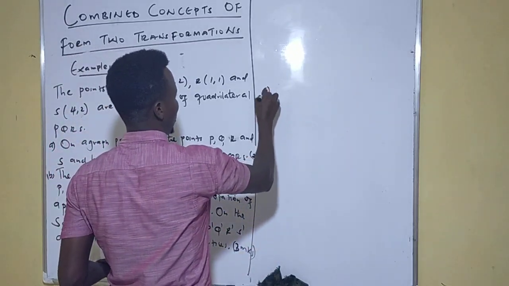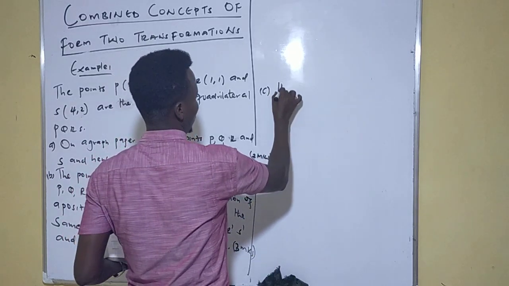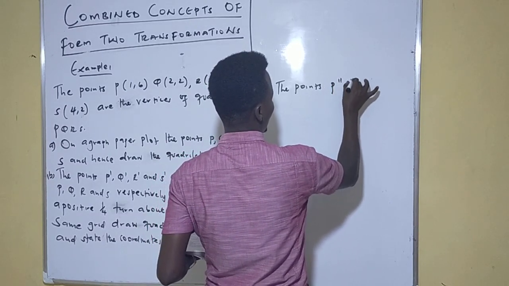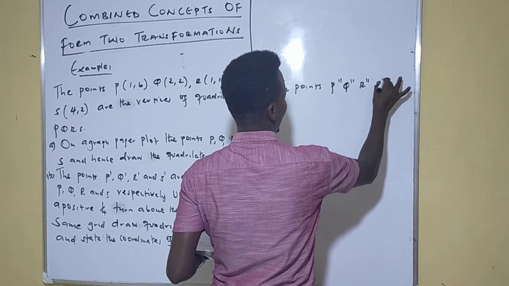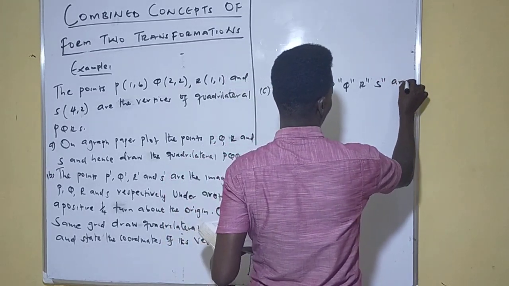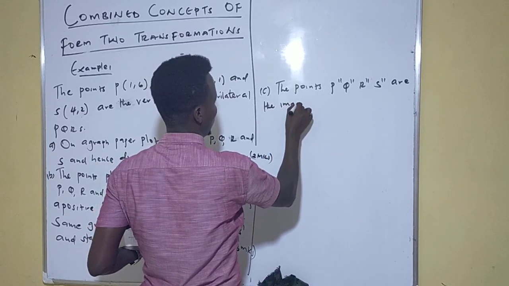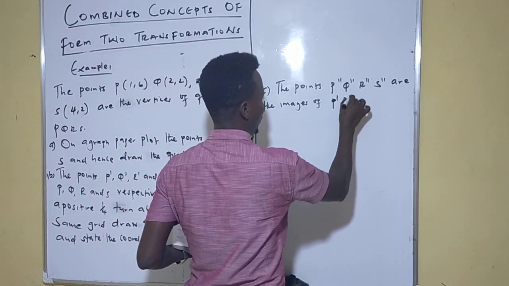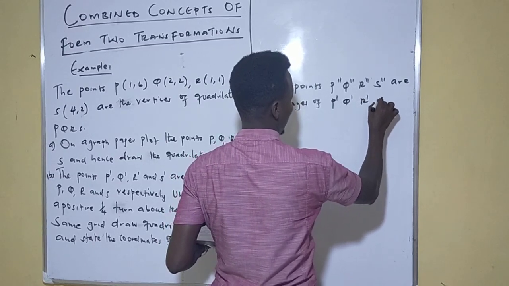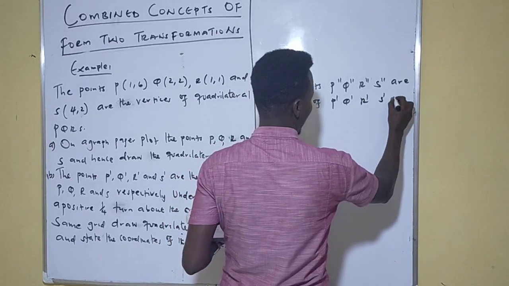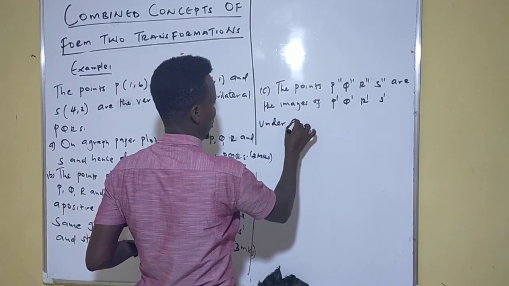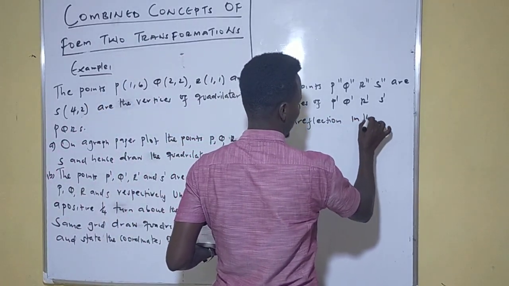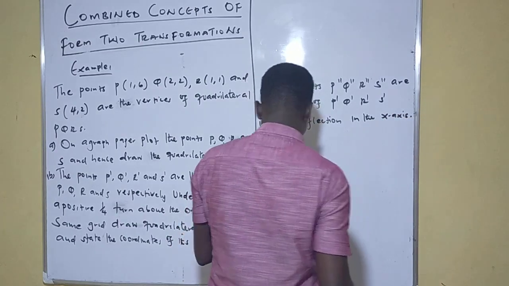Then we'll have question C here. You're told the points P double prime, Q double prime, R double prime, S double prime are the images of P prime, Q prime, R prime, S prime under a reflection in the x-axis.